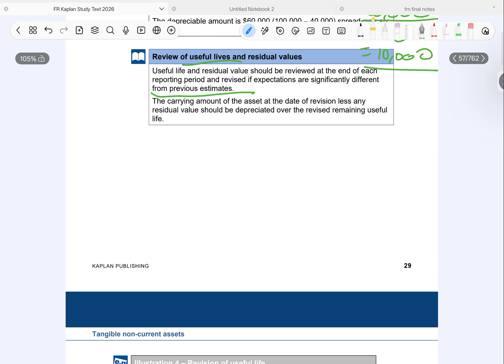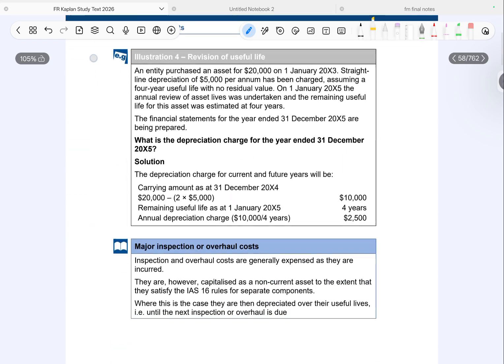So after every reporting period, this useful life and residual value should be revised, or you look into it, like whether any changes have been made to the machinery which may cause the useful life to increase or decrease, or the residual value to increase or decrease. We need to identify them, and if there are any significant differences, we need to investigate them.